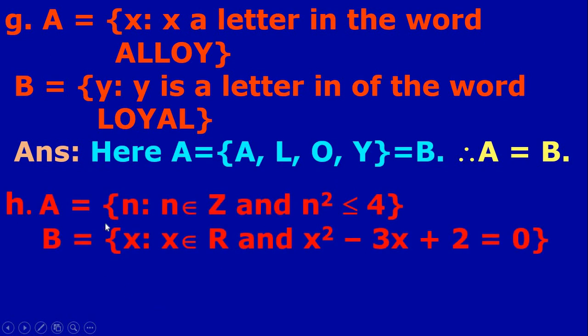So next one, A equal to the set of all n such that n belongs to Z and n square should be less than or equal to 4. Now here n belongs to integers. So n is an integer and n square should be less than or equal to 4. Now which numbers, when we square, give less than or equal to 4? You consider 2. 2 square is 4. So it is possible. 1. 1 square is 1. It is also less than 4. 0 is possible. 0 square is 0. It is also less than 4.